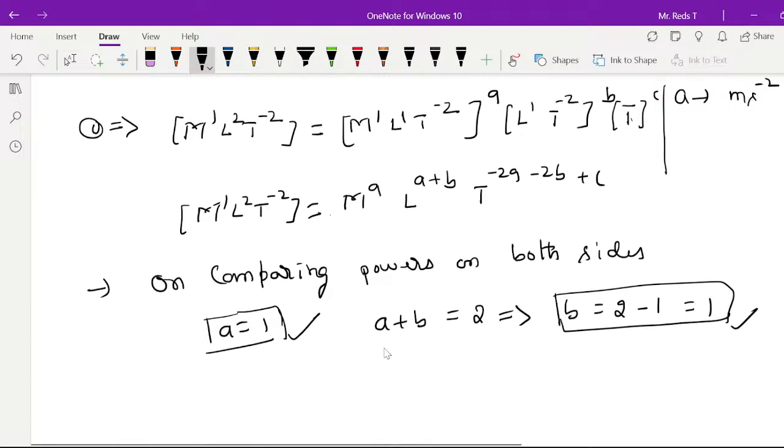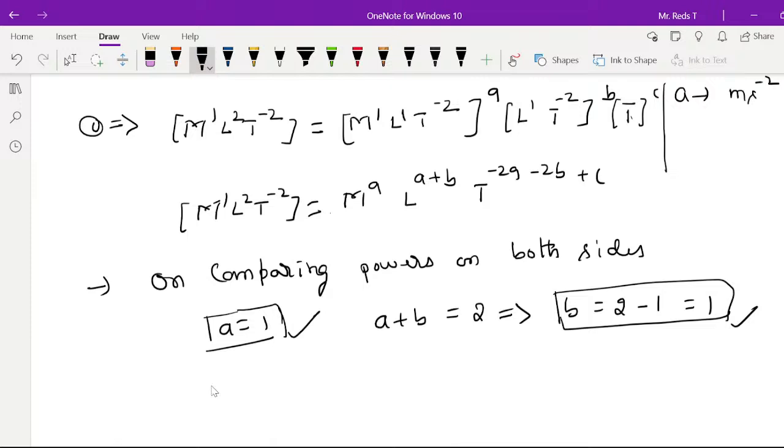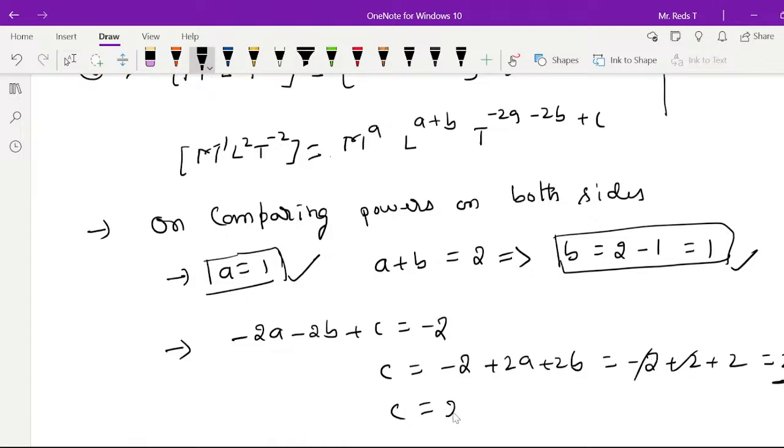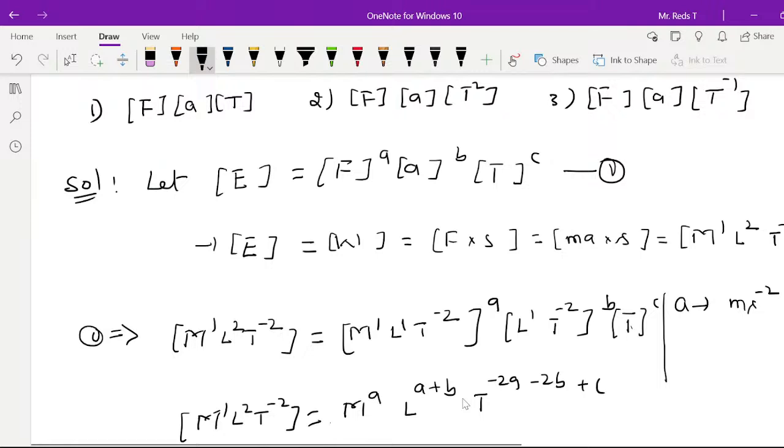Then what is c? To get that, simplify, consider the powers of T. So minus 2a minus 2b plus c should be equal to minus 2. But a is 1, b is 1. So c can be expressed as c is equal to minus 2 plus 2a plus 2b, which is minus 2 plus 2 plus 2. So what will you get? 2. So c is 2. Now if you substitute this in equation 1, then you will get the dimensions of energy.